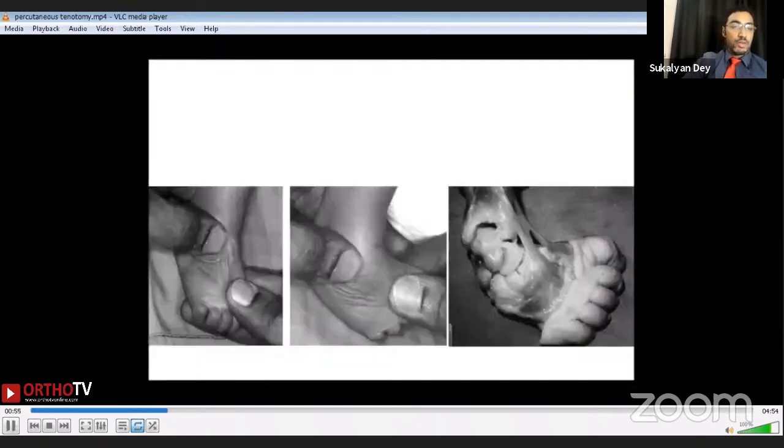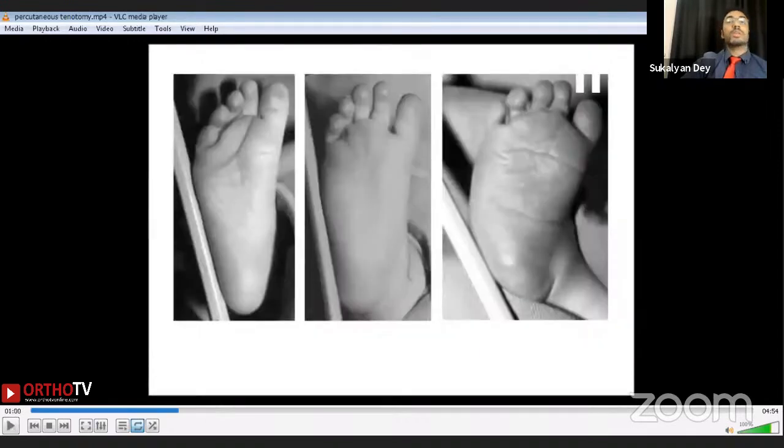Let us, for a while, visit the Pirani score. This is the lateral head of the talus, LHT scoring, and it should be completely 0 before we contemplate the percutaneous tenotomy.